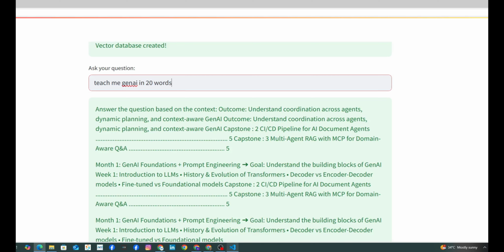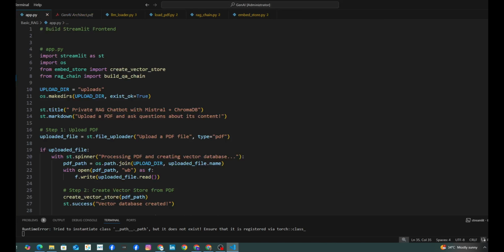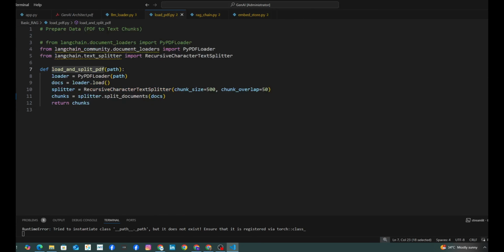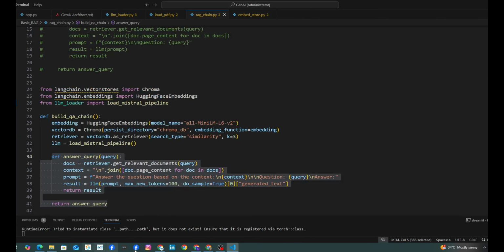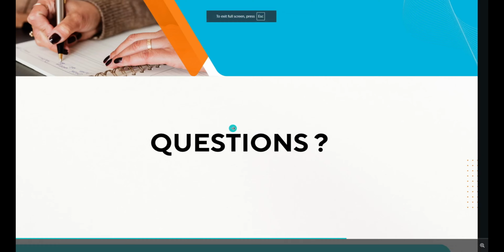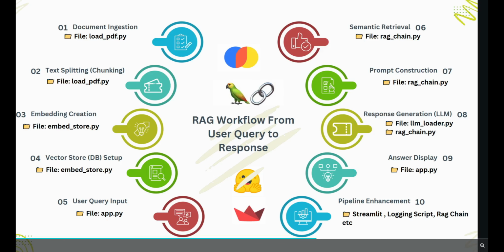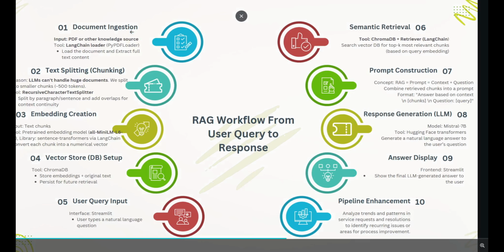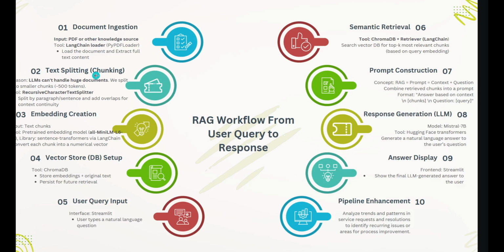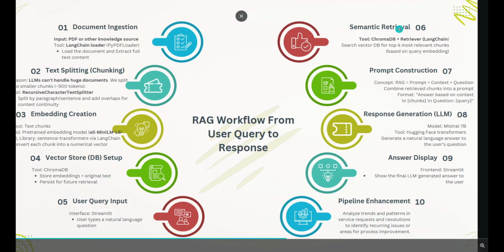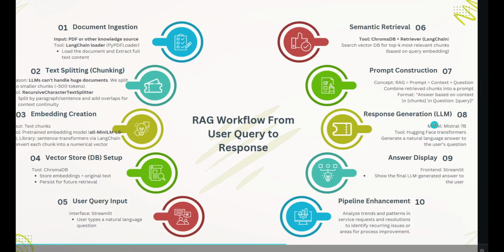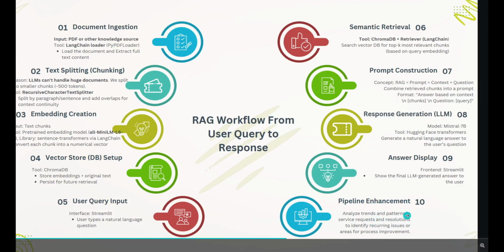And this is just a basic fundamental of RAG, how it is implemented, what are the different functions, how they are called, right? Let me go back to our presentation again, and we have seen this, right? We have seen all these steps. So I can conclude from here that we did document ingestion, then text splitting, then embedding creation, then vector store setup, then user query input, then semantic retrieval, then prompt construction, then response generation and displaying of the answer. And this is what is left out to enhance the pipeline.